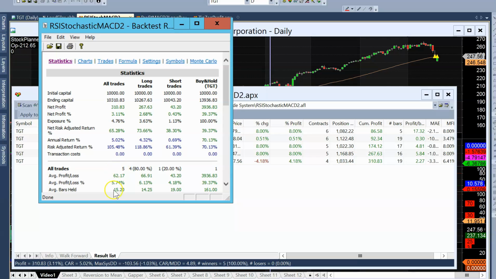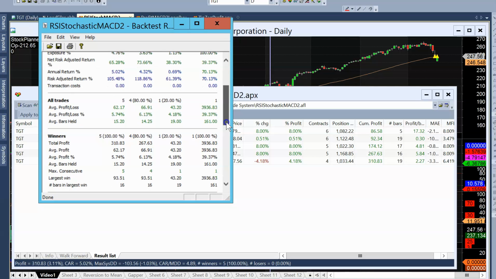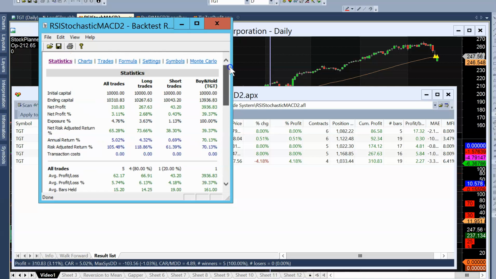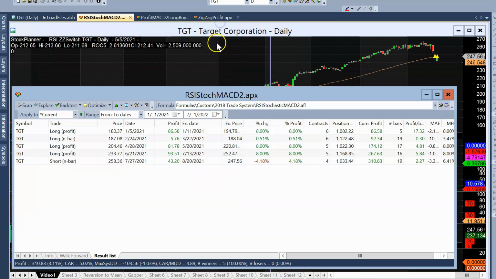Doing a back test from January 2021, I'm going to see that from the first of the year we had 5 trades averaging 15 days long, and every time we made a trade we made $62. Sweet. Made a net profit of $310 on a $5,000 investment, which gave us about 3% profit, but we did not have our money invested at all times. So the risk adjusted, the time we have our money invested, we earned well over 105% for just the time we had our money invested. That's pretty good. I'm not so concerned about the win rate, but the winners were 100%. So this system has done really well from the beginning of the year.